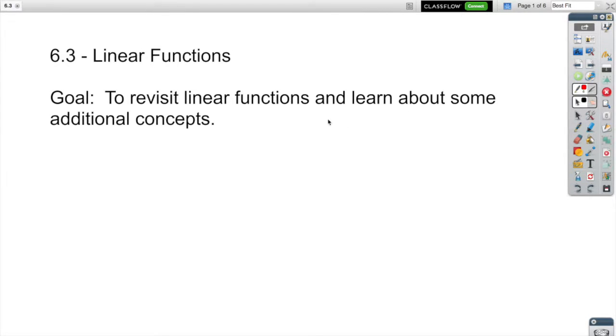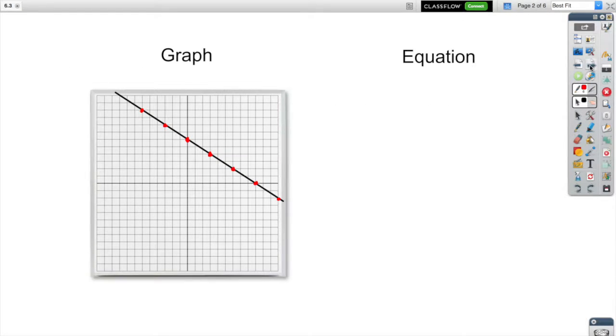Hi everyone, this is lesson 6.3 on linear functions, and our goal today is to revisit linear functions and to learn about some additional concepts that will make working with linear functions easier. Alright, so basically what we're looking at is what we did in the last section of the chapter, which is being able to go back and forth between different representations of functions.